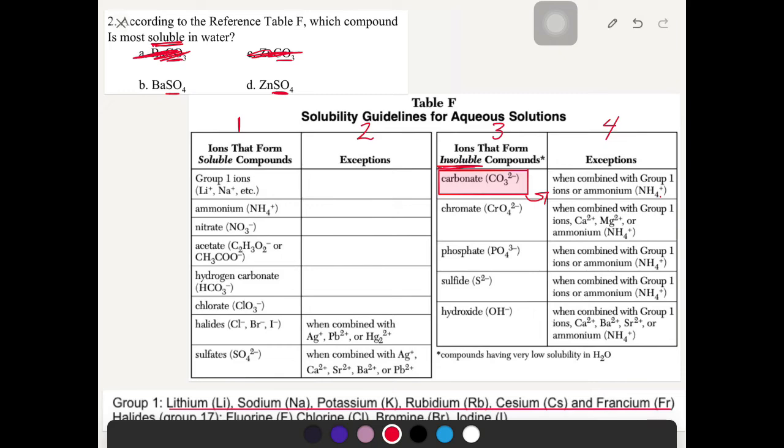So that leaves us with the sulfates. And where do I find... Oh, there it is, right there. Okay, so it says that sulfates are soluble. So that means barium sulfate and zinc sulfate are both able to be soluble, but we have to check the exceptions, right? So we're going to look over here, and it says sulfates are soluble unless they're combined with silver, calcium, strontium, barium, or lead. And that is how we get rid of barium, right? Barium makes it insoluble, and that is how we wind up with D.